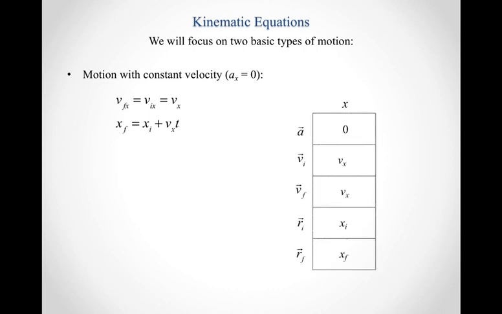If we think about our tables, so we're going to put together tables to help us think about what's going on with these kinematic problems, notice you're always going to have zero in that acceleration slot if you know you have an object moving with a constant velocity. And that means that your two velocity values, the initial and final velocity values, are always going to be the same.